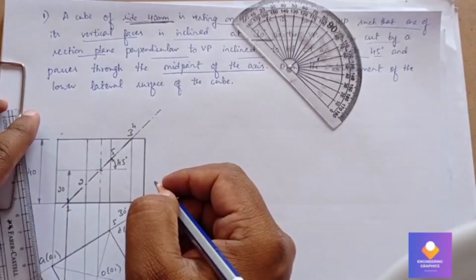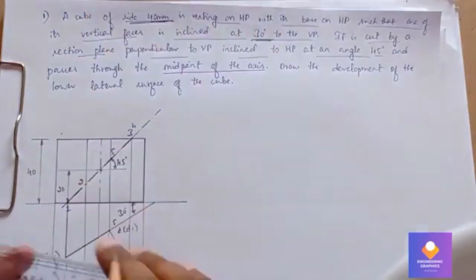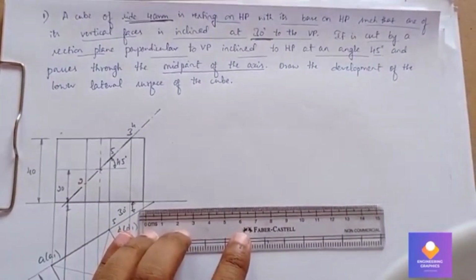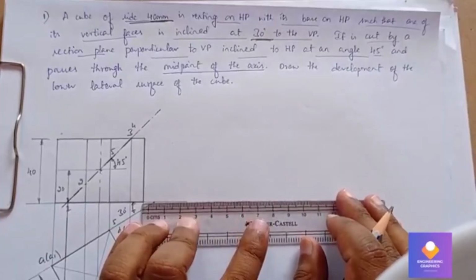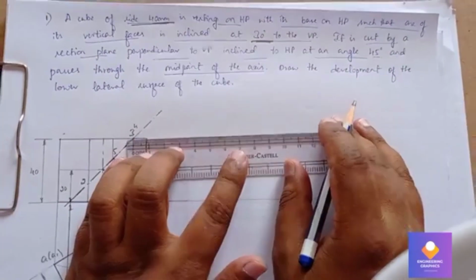So the marking of the points, we have done. Now we have to draw the development of this. So extend the lines.